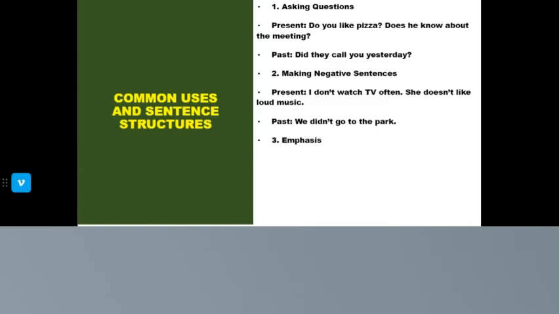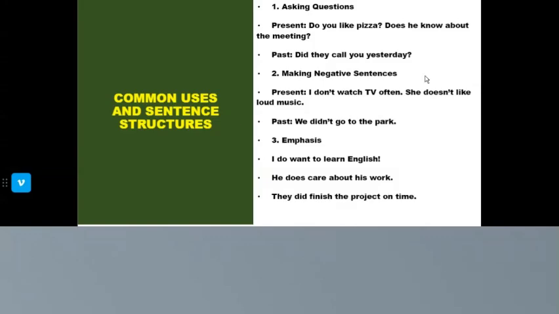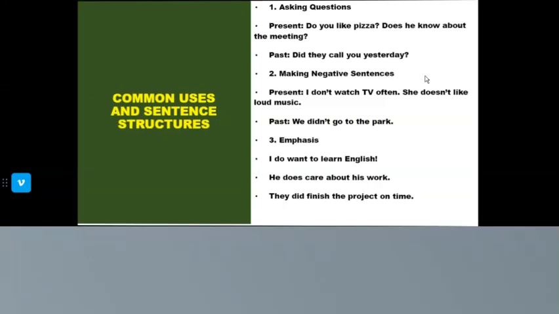Emphasis is another common use of the do forms. For example, I do want to learn English. You want to emphasize it. Okay. He does care about his work. If somebody says he doesn't care about his work, and then you want to counter that opinion, you emphasize that he does care about his work. Okay. They did finish the project on time. Okay, these are instances of emphasis.